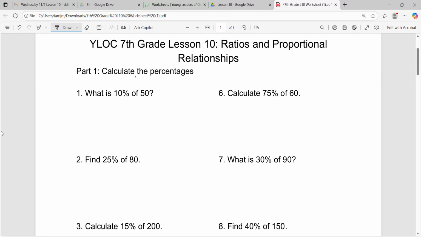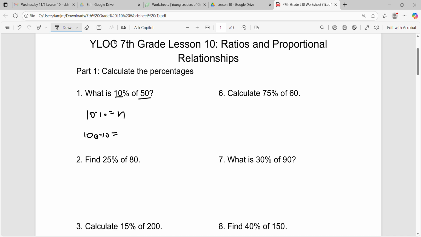Calculate the percentages, part 1. For percent problems, I like to present a really good, simple way of solving these problems. To set it up, we have to understand the relationships. We're finding 10% of 50. Since that's the objective of this question, we'll put n, a variable to replace the unknown number.